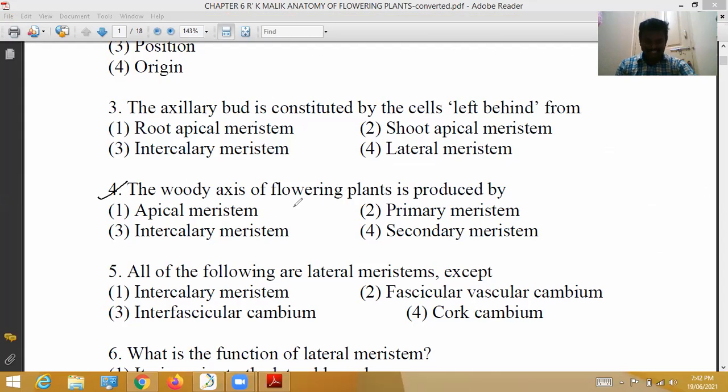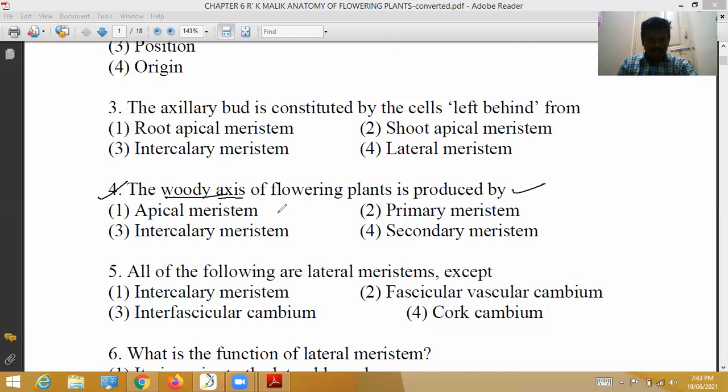Fourth question: the woody axis of flowering plants is produced by. Number of branches in the plants is called woody axis. Woody axis means what? Wood-like structures.